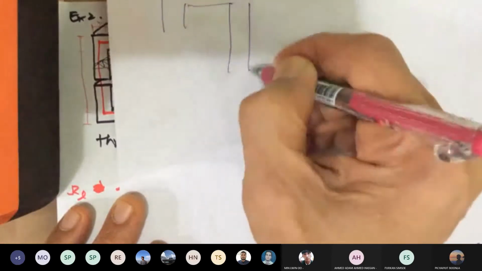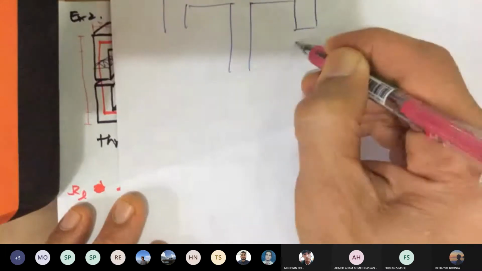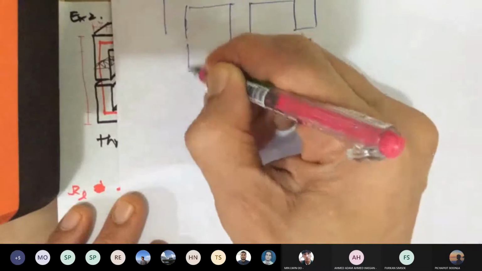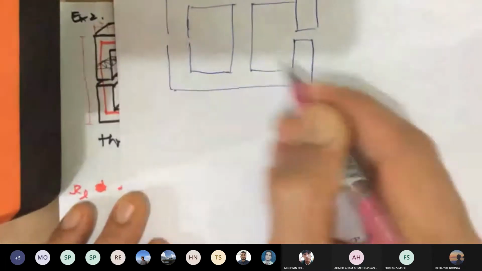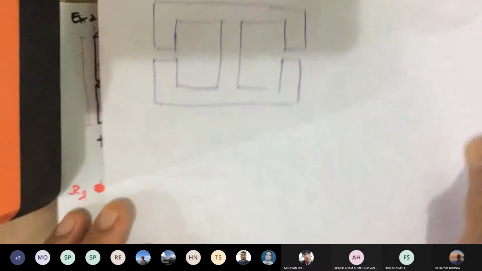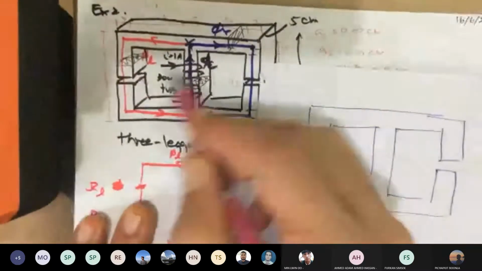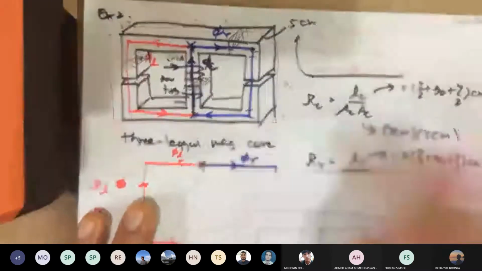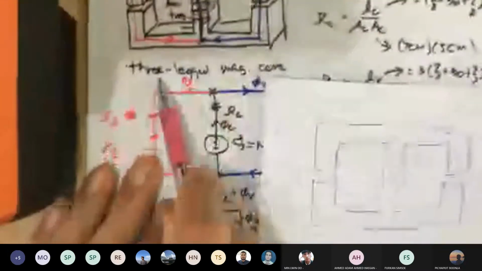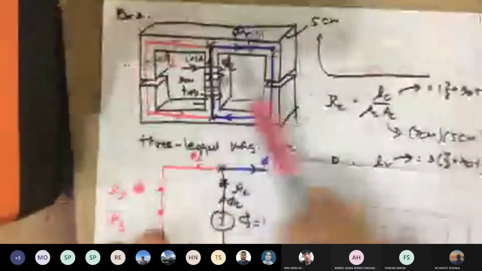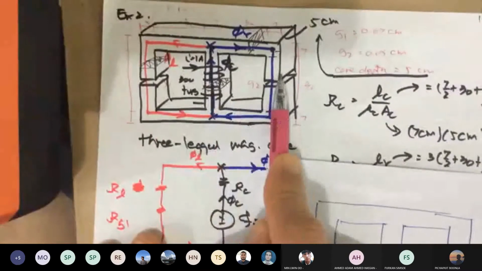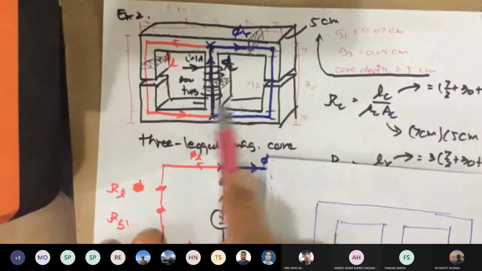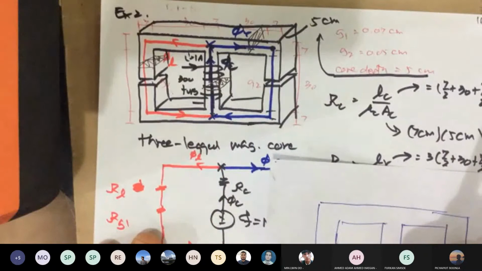It's like a T in the center with two air gaps. Kind of like that. That's what's shown here. I'm showing three-dimensional drawings. Two air gaps on each side of the leg. So this is called a three-legged magnetic core. Left leg, center leg, right leg, with the windings in the center leg.